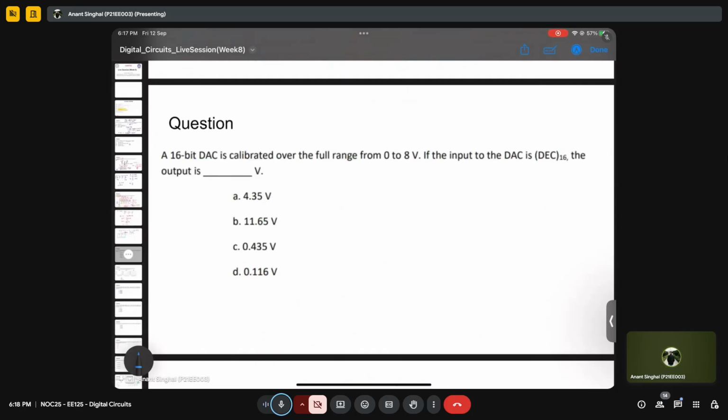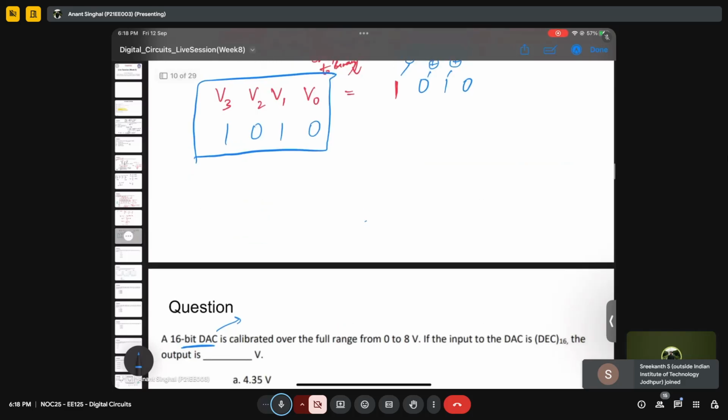Okay, so we have a problem then, a 16-bit DAC. So we have not been given what type of exact DAC it is. Is it a binary weighted or, let's say, R2R? So you can consider any, because the only difference in the resolution is pretty small. So let me let you know that also.